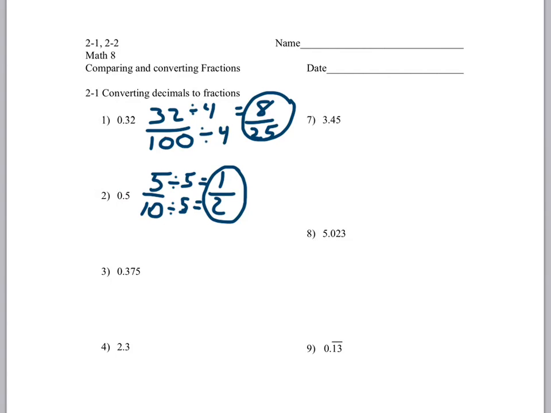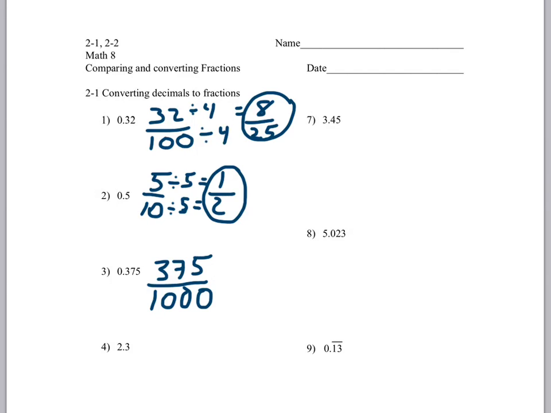All right. Moving on to number 3. This one, 3 is in the tenths place, 7 is in the hundredths place, 5 is in the thousandths place, so that's 375 thousandths. And that can also be reduced. I'm going to let you go ahead and reduce that on your own. We'll reduce that one on your own in just a minute here, but moving on to number 4.